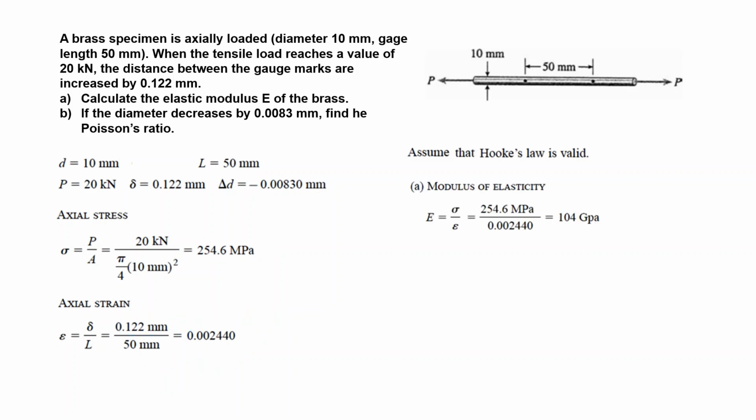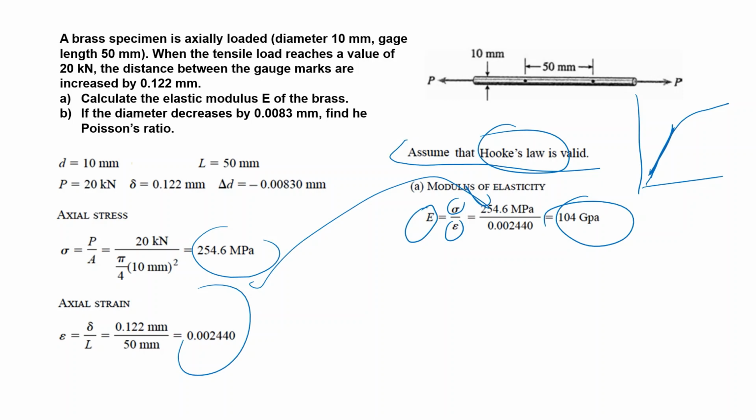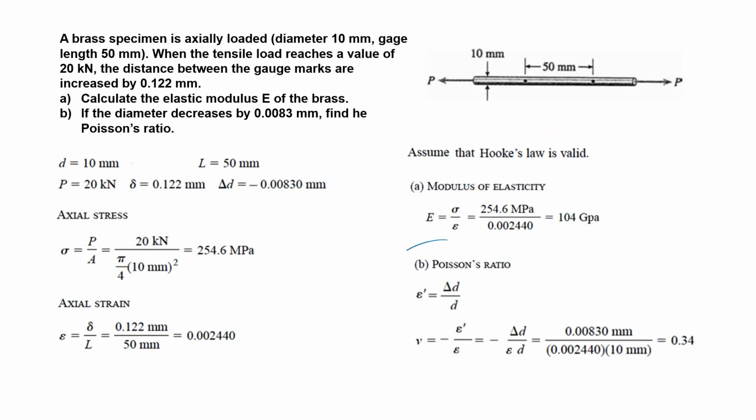Next step is we assume that Hooke's law is valid. What does it mean? So we are in this region, in the elastic region. Here, the elastic modulus is sigma over epsilon. These values are put here, and the modulus of elasticity is 104 gigapascals. Next question, Poisson's ratio.